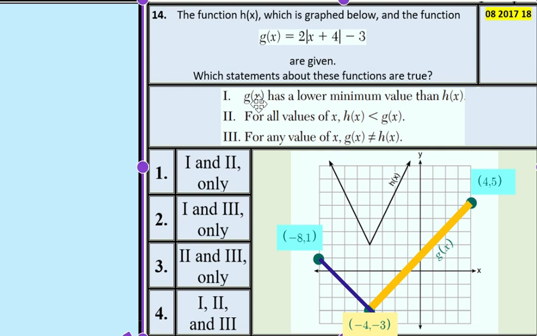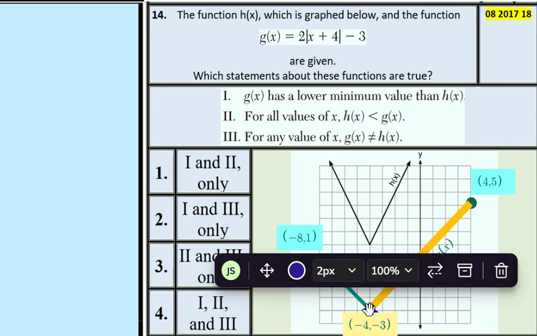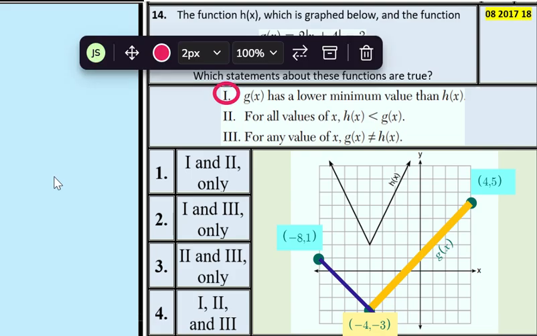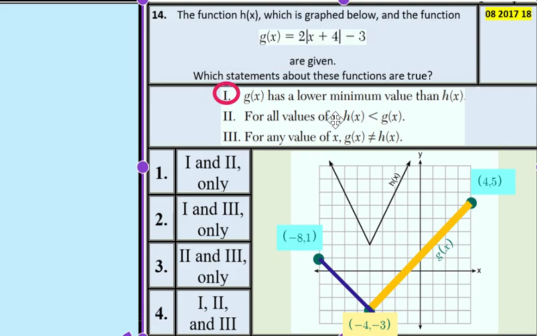So Roman numeral 1 says g of x has a lower minimum value than h of x. If you notice the vertex of h of x, g of x's vertex is directly below it, so therefore 1 is absolutely true. Roman numeral 2 says, for all values of x, h of x is less than g of x. Well, that's silly because h of x is above g of x everywhere that I'm looking, so that statement is blatantly false.